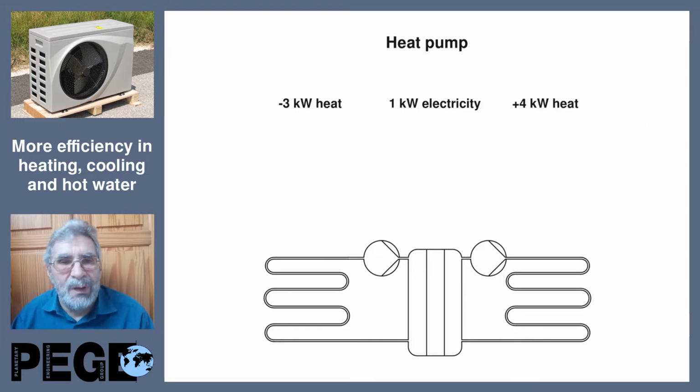For example, we take 3 kilowatt of heat out on the left side. We use 1 kilowatt of electricity and we have 4 kilowatt more heat on the hot side. You see, what we take out from the cold side and the mechanical power we use add up to the warm side of the heat pump.